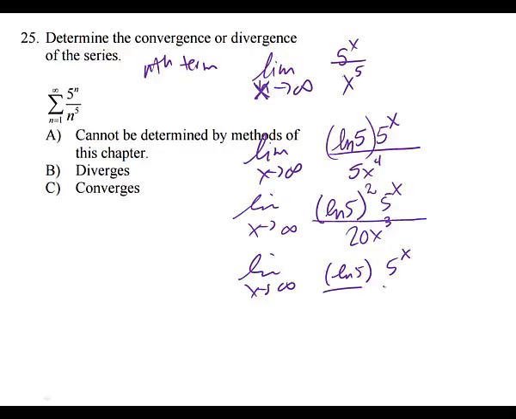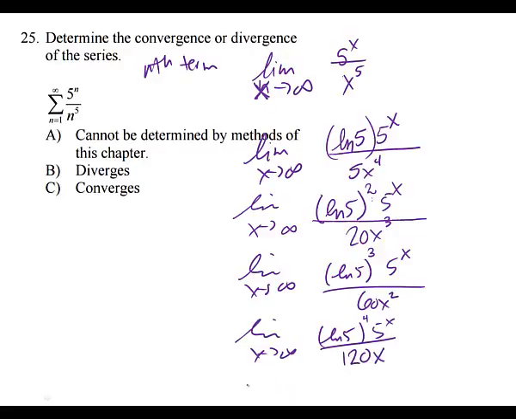All right, what power is this going to go to now? It was squared, it's going to go to cubed on the natural log, and then what's the derivative of the denominator? 20x cubed. The limit as x approaches infinity, 5 to the x is going to be natural log to the 4th, and then the derivative of the denominator is 120x. One more. The limit as x approaches infinity, we get the natural log to the 5th times 5 to the x, and the denominator is 120.